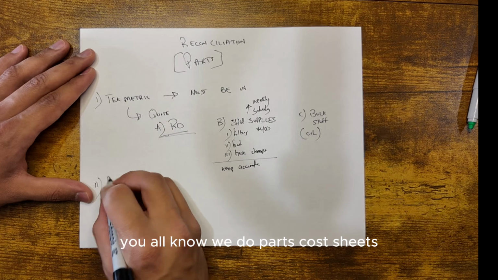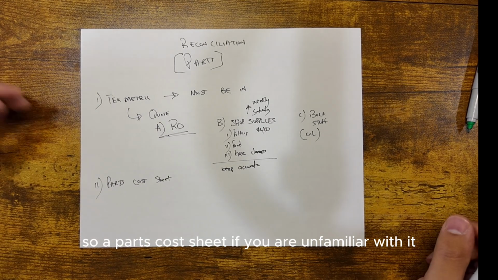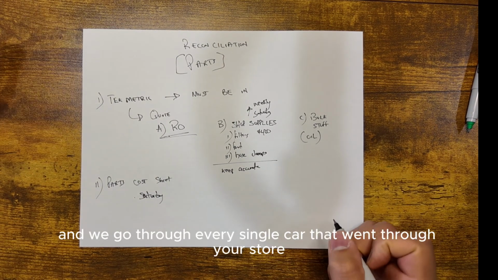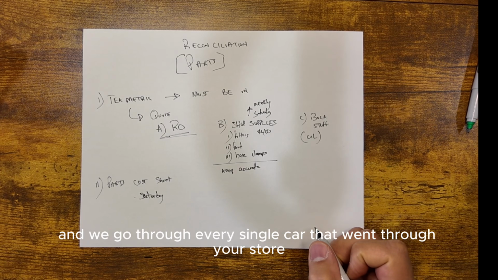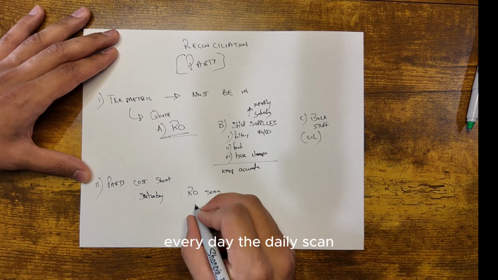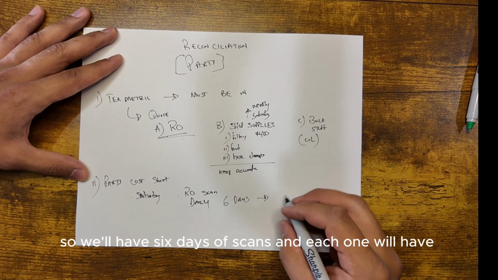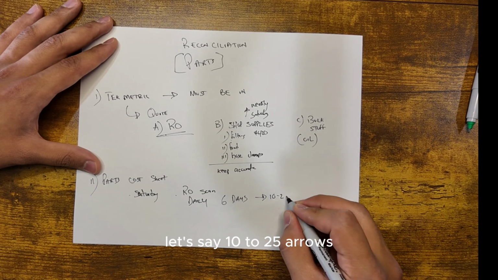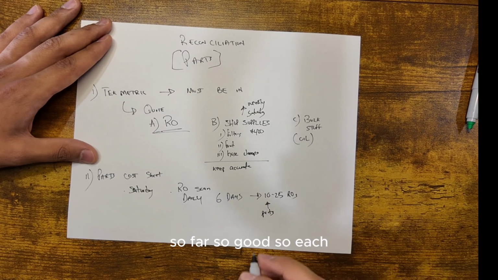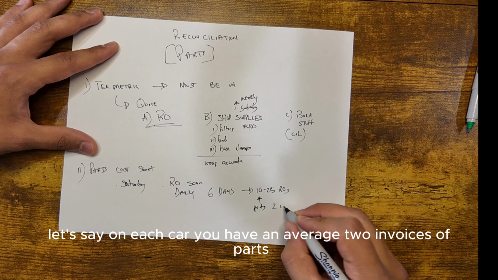Second step, you all know we do parts cost sheets. A parts cost sheet, if you are unfamiliar with it, is this: at the end of every week on Saturday, me and my corporate team sit down and go through every single car that went through your store, every single one. We go through every RO scan for every day, the daily scan. So we'll have 6 days of scans, and each one will have, let's say, 10 to 25 ROs. And each one of those ROs will have parts.